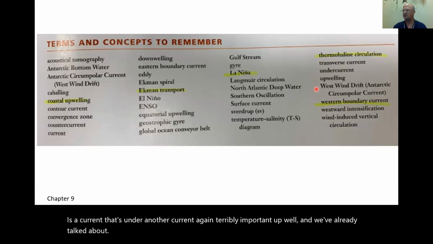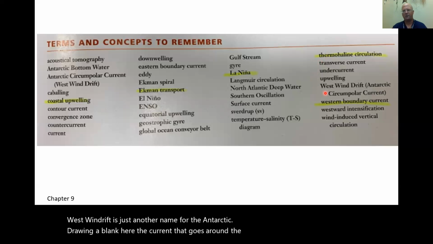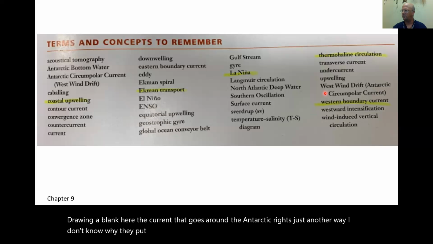West wind drift is just another name for the Antarctic, I'm drawing a blank here. The current that goes around the Antarctic, right? It's just another way. I don't know why they put it twice. It's so weird. Western boundary, I already talked about.